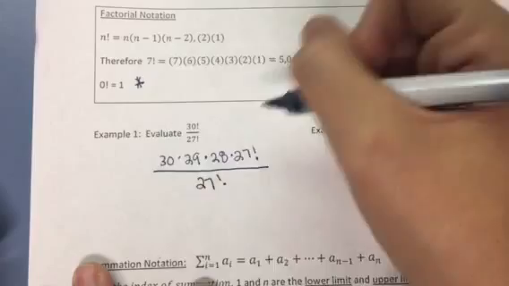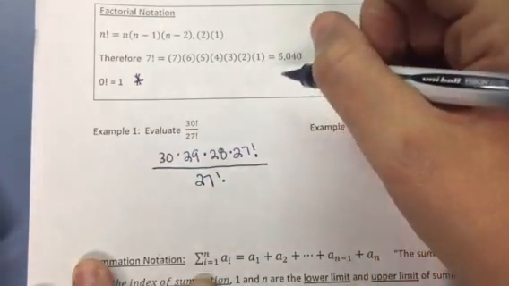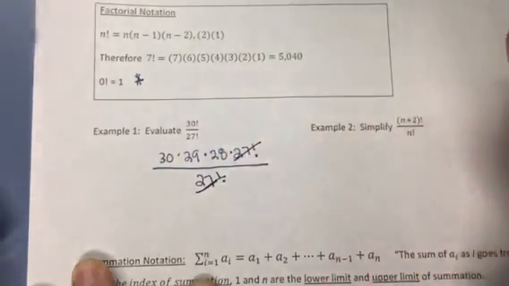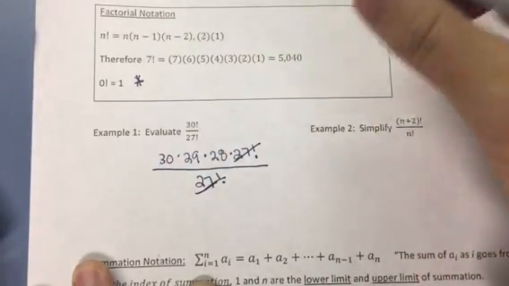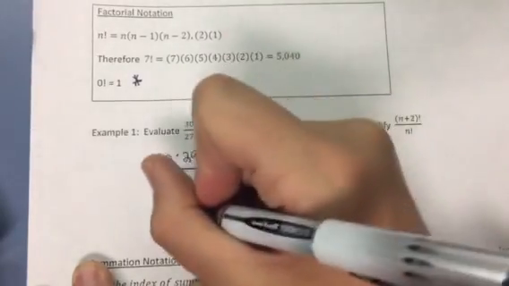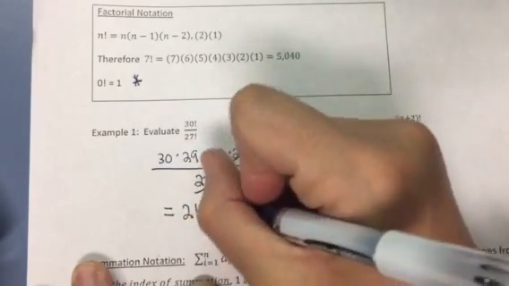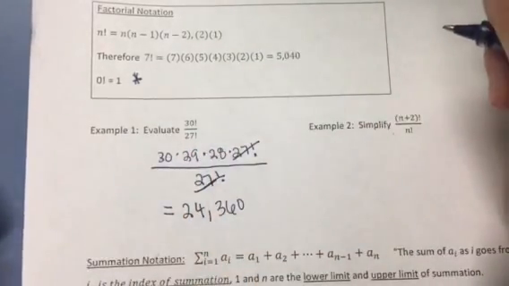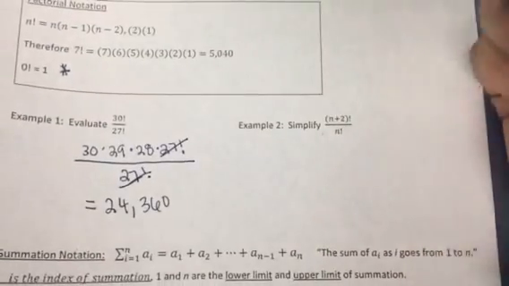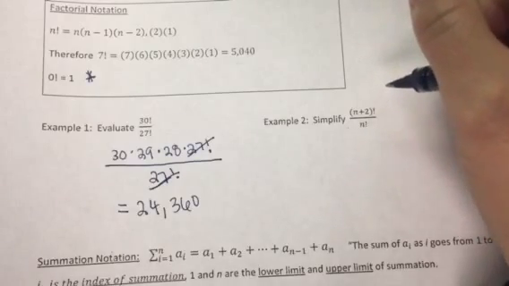Everything in a factorial is multiplication. Because these are all factors, we can cancel out 27 factorial from the numerator and denominator. So now we just have to multiply 30 times 29 times 28. Plug that into your calculator. You should get 24,360. For example 2, we're asked to simplify (n+2) factorial over n factorial.